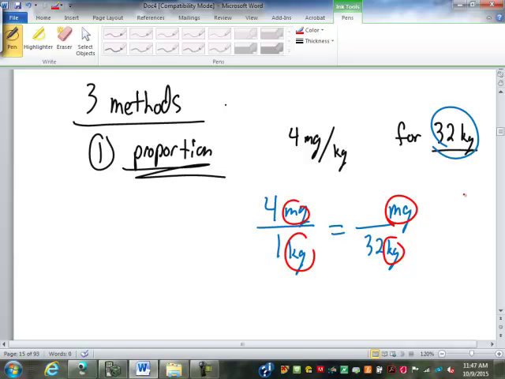And that's when we set up a proportion like this. So we're going to find this number here by cross multiplying and dividing. 4 times 32 divided by 1 is going to give us 128 milligrams. Also it should be noted here, milligrams and milligrams, kilograms and kilograms line up with each other.